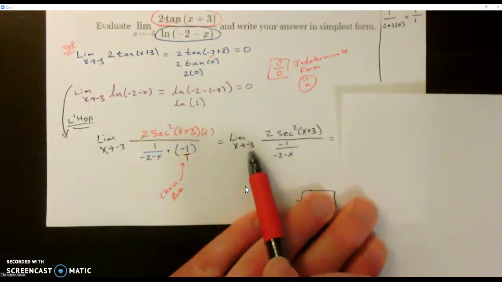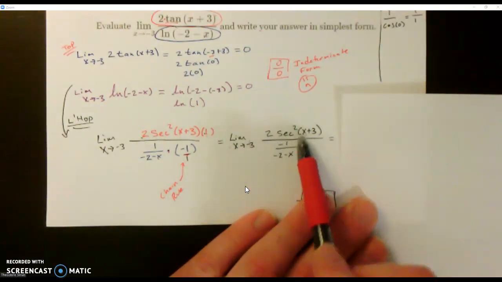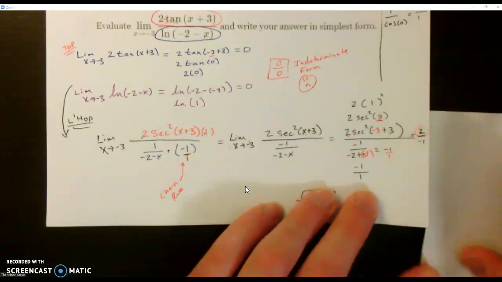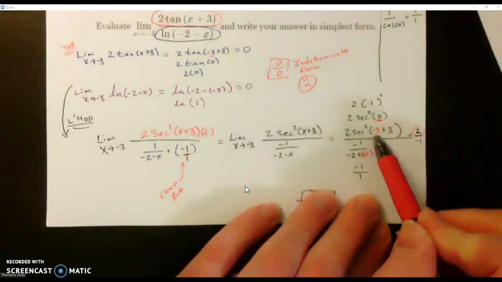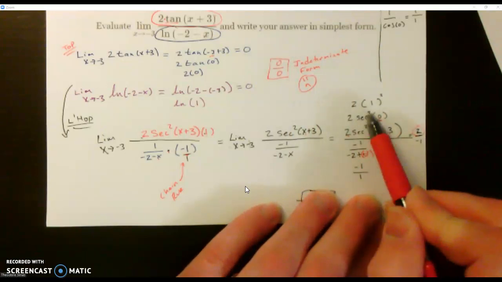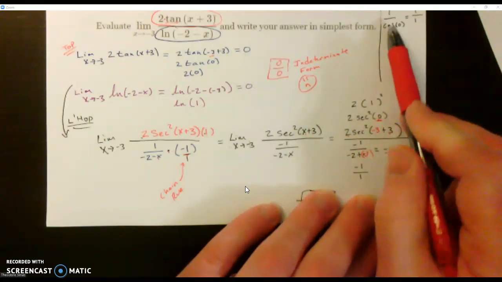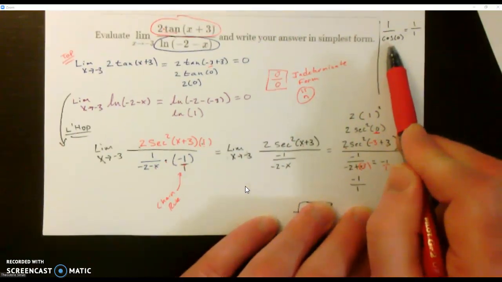Now, all it is is direct substitution. Plug in -3 in each spot where you see an x. And you can see I kind of simplified here. Negative 3 plus 3 is 0. Secant squared. Well, remember, secant is the same as 1 over cosine.